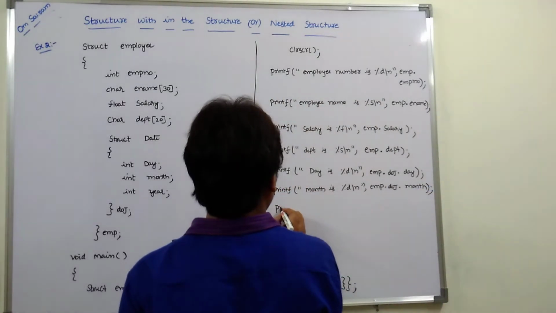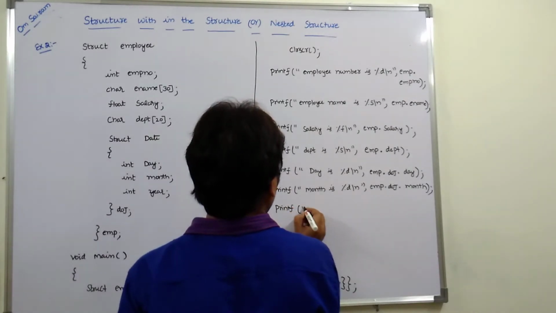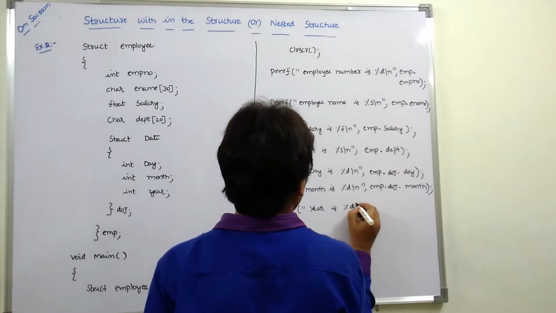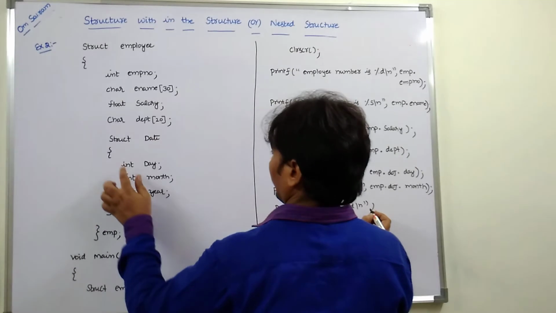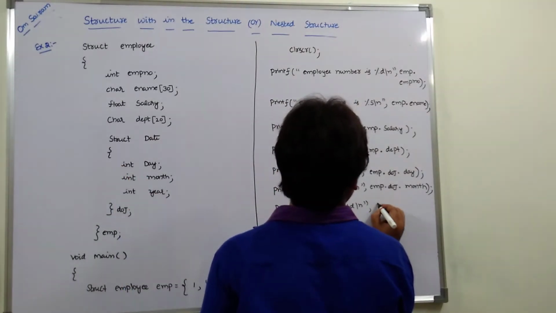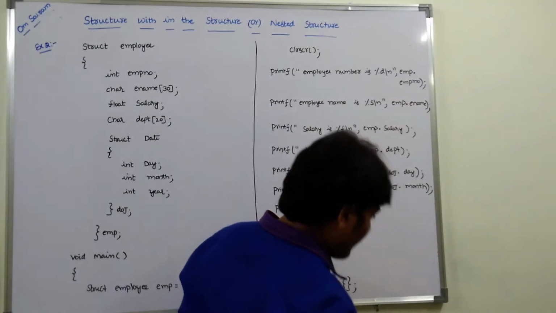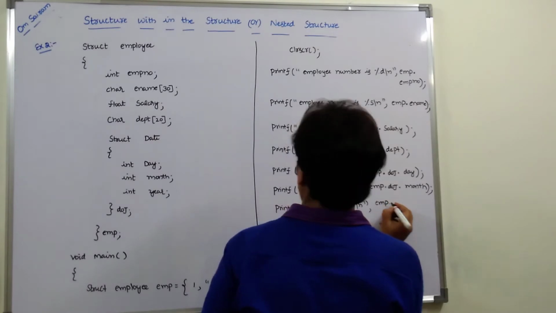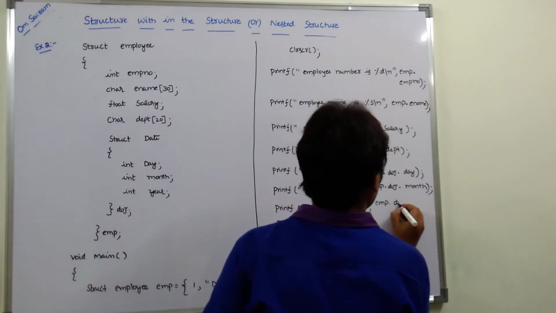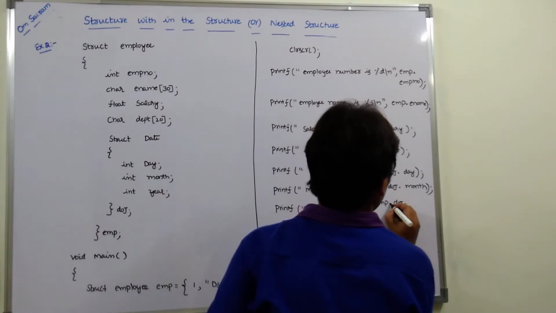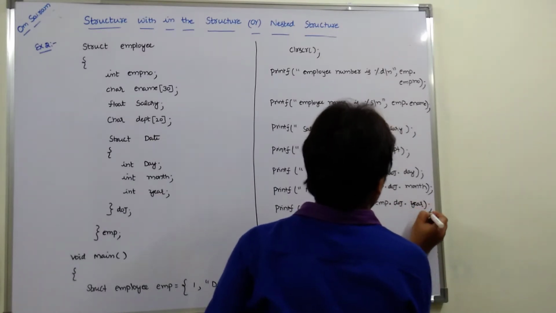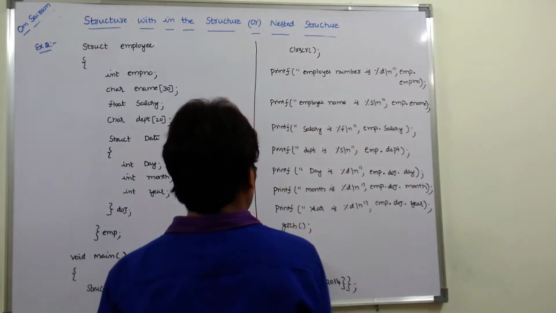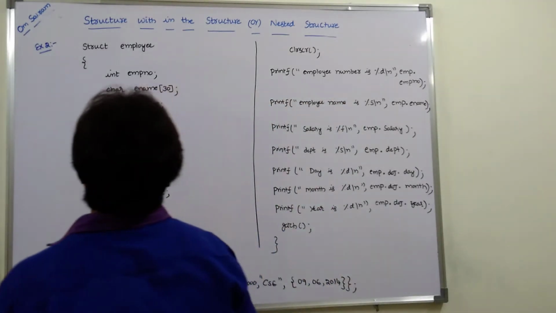Next, printf year is percentage d, slash n, all are integers, comma emp dot doj dot year. So next, getch. So this is the given program.